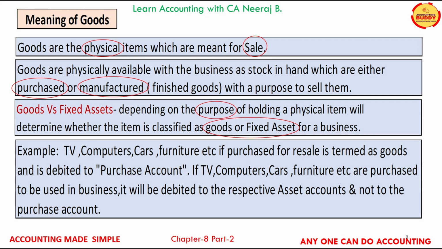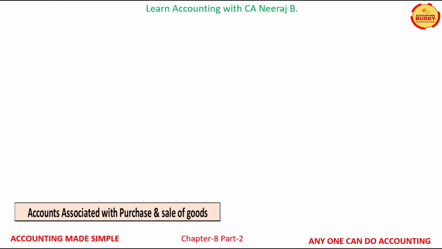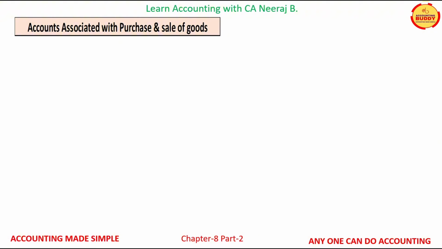For example, if TV, computers, cars, furnitures, etc. are purchased for resale, it is termed as goods and is debited to purchase account. However, if they are purchased to be used for the business, it will be debited to respective asset accounts and not to the purchase account. Let us learn about accounts associated with purchase and sales of goods.